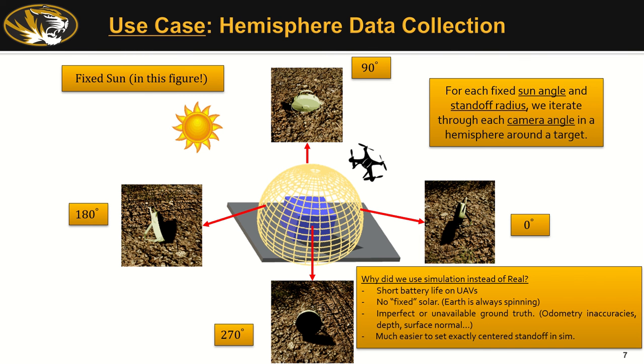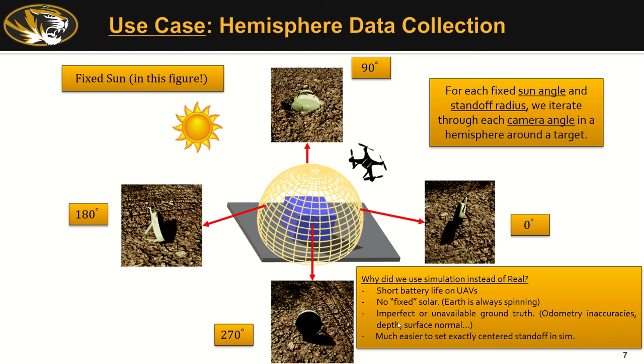We used simulation instead of real data because there's really a short battery life on the UAVs, and in simulation we don't have to worry about that. Also, there's no fixed sun angle, right? The Earth is always spinning, so if we wanted shadows at a certain length or position, we really only have that for an instant in time, and after that the sun's going to move a little bit and change things.